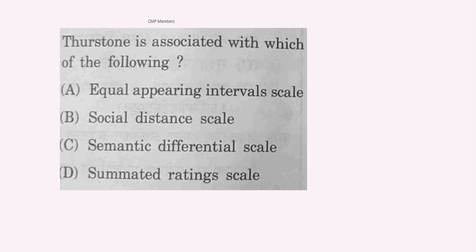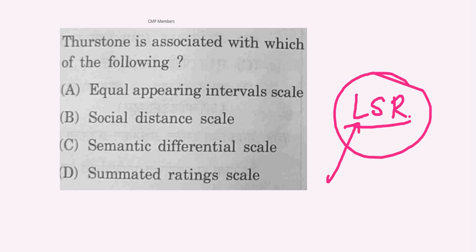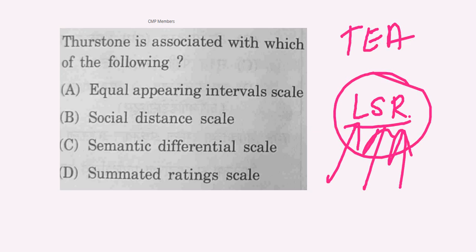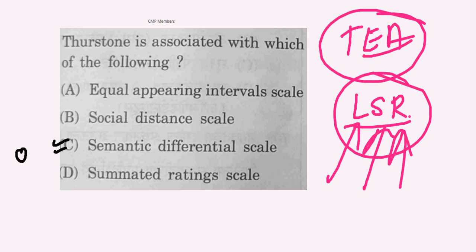Okay. Now, what does LSR stand for? It stands for Likert Summated Rating Scale. Okay, and what does T stand for? T stands for Thurstone Equal Appearing Interval Scale. Okay, and this semantic differential scale is obviously by Osgood, Osgood Semantic Differential Scale, OSD. You can remember this easily.